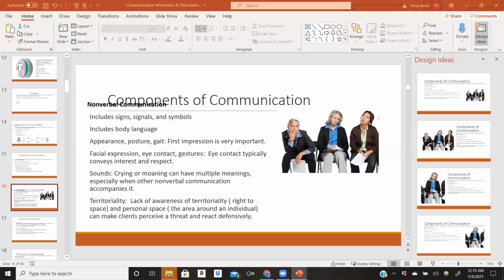This includes your body language. Remember, we gave the example a few slides back about the patient who said he was fine, but his posture and the way he acted said otherwise. Your appearance, your posture, your gait, your first impression is very, very important, both for you and for the patient, in the way they perceive you. So, facial expression, eye contact, gestures. Eye contact typically conveys interest and respect.